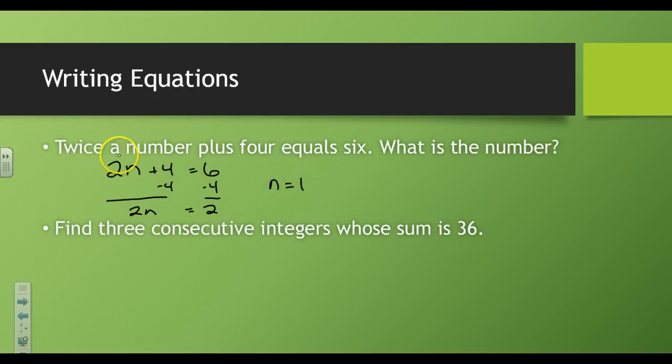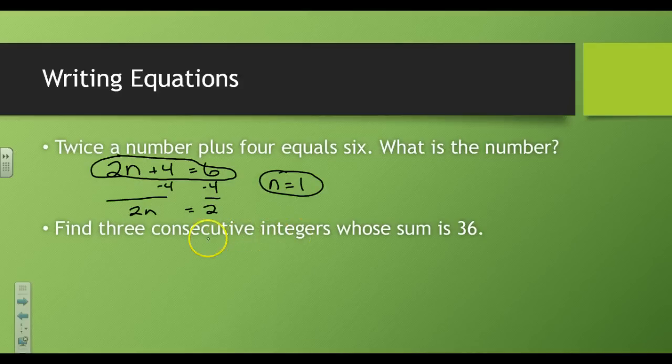So in this case, any question like this on an accuracy assignment or a test is going to be worth at least 2 points. Because I'm looking for 2 pieces. I'm looking for the equation and I'm looking for the answer. Find 3 consecutive integers whose sum is 36. Now, consecutive integers means that they're in a row. 1, 2, 3, 4, 5, 6, 7, 8.